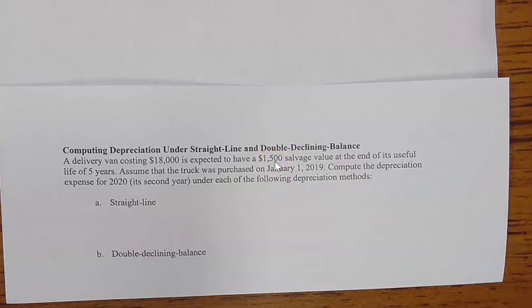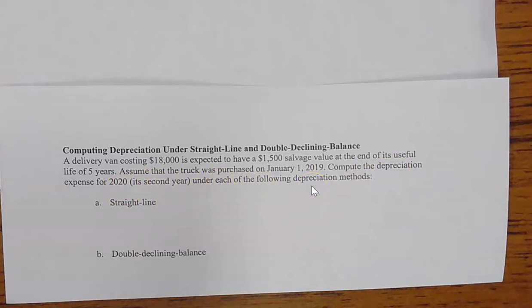That just simply means, after the end of the useful life, what can we sell the van for? And we are expected to use the van for 5 years. Further information, we are to assume that the truck, or van, was purchased on January the 1st of 2019. Compute the depreciation expense for 2020, its second year, under each of the following depreciation methods.